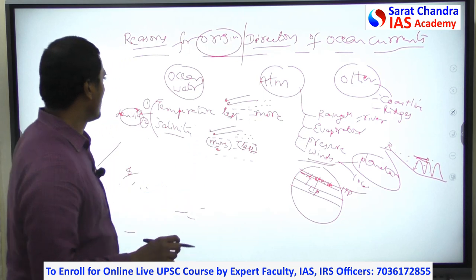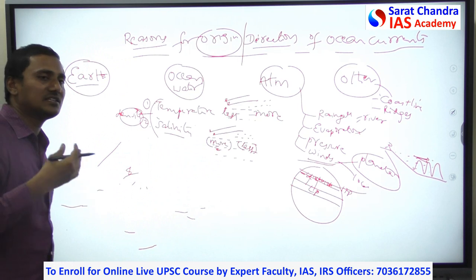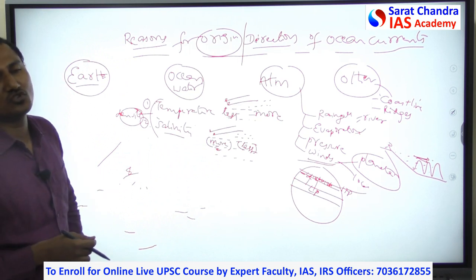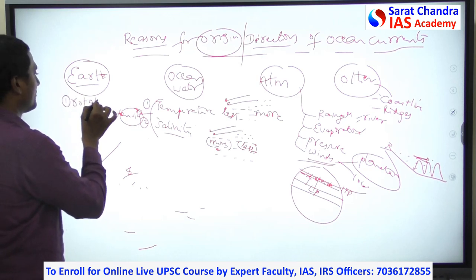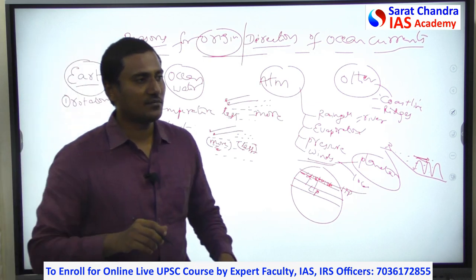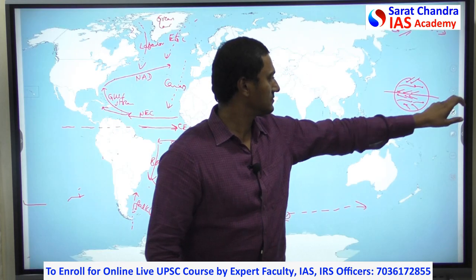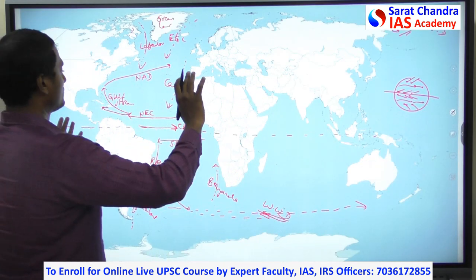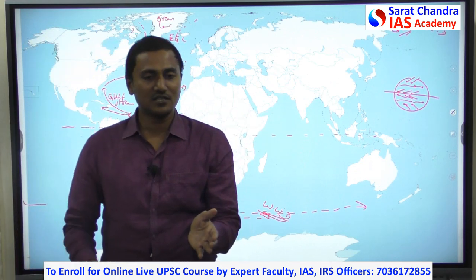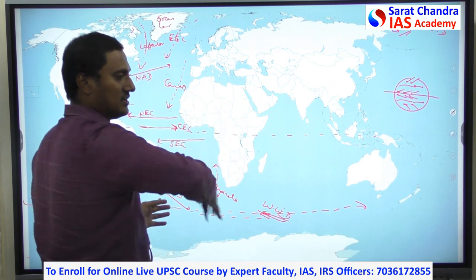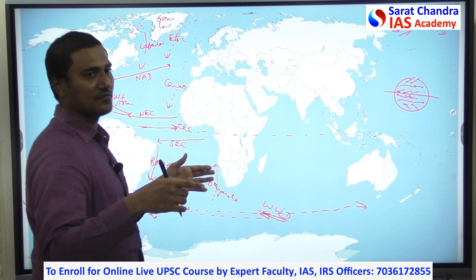Okay. Now, the most important thing I kept for the last is Earth. How is Earth a reason for creation of ocean currents? Rotation. Yes, very good. Rotation of Earth. Friends, do you know Earth rotates from west to east? Earth moves like this. Now, as Earth is moving from west to east, where is the speed of the Earth very high? Equator or polar area?